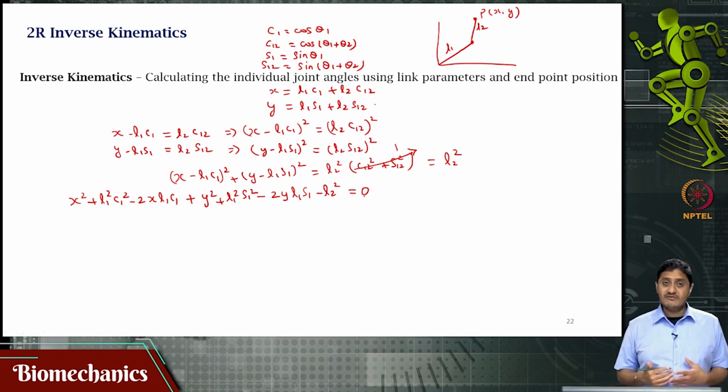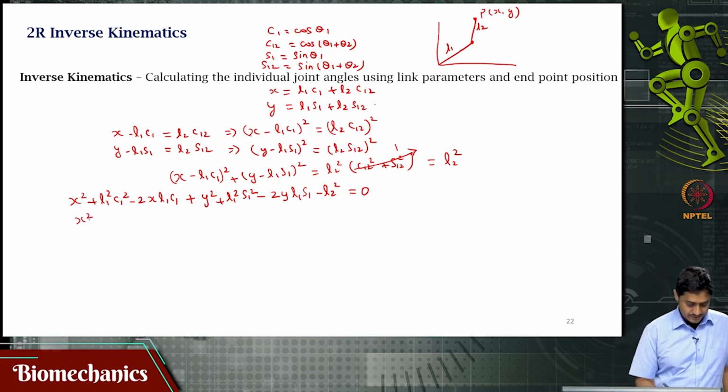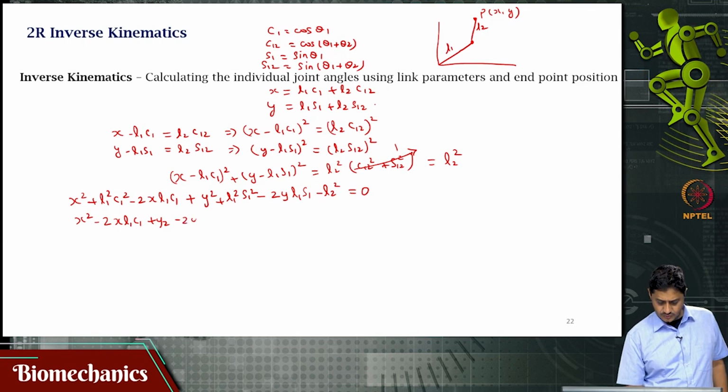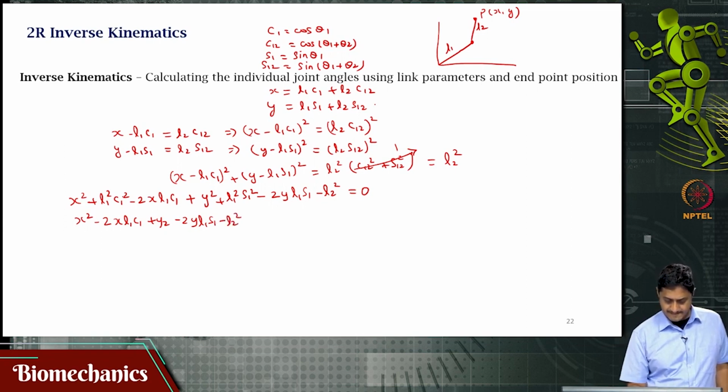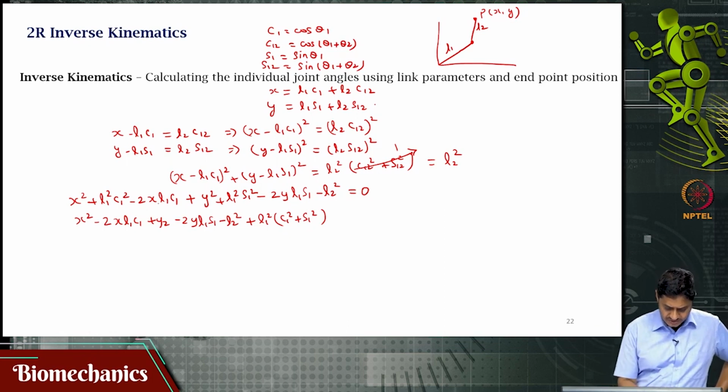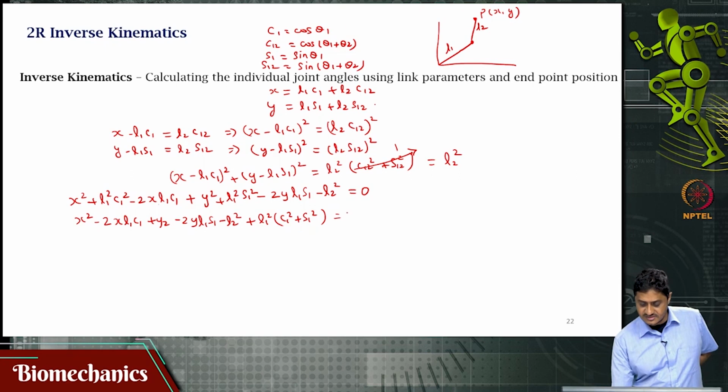This is the equation. Now, I have L1 squared S1 squared plus L1 squared C1 squared, which I can group together. So, that would be x squared minus 2 x L1 C1 plus y squared minus 2 y L1 S1 minus L2 squared plus L1 squared into C1 squared plus S1 squared. Do I have the same number of terms? Check: 1, 2, 3, 4, 5, 6, 7, 1, 2, 3, 4, 5, 6, 7, correct. This whole thing is 0.